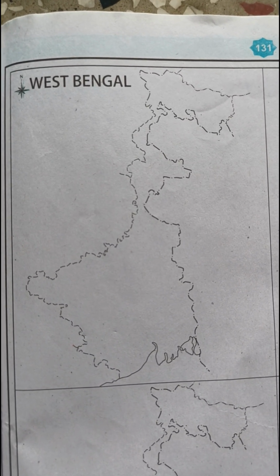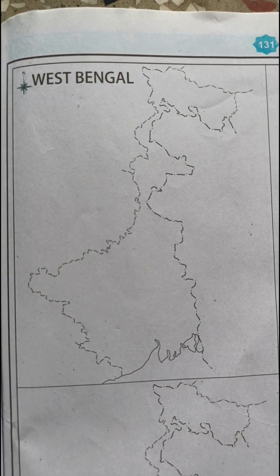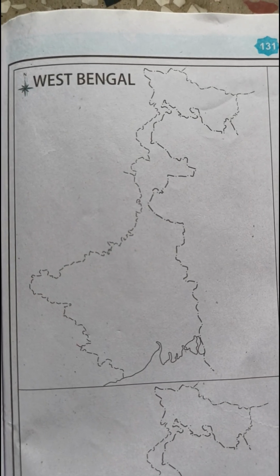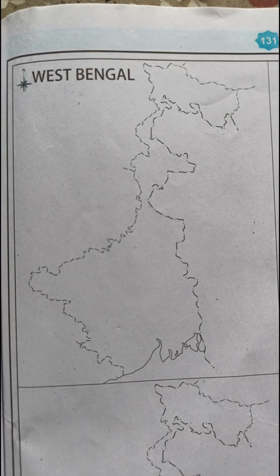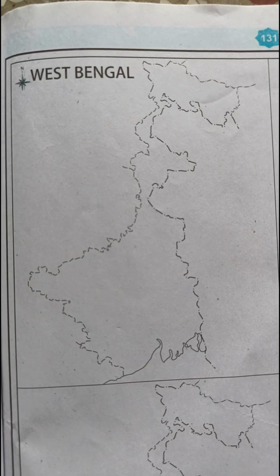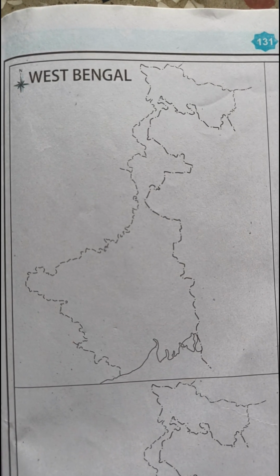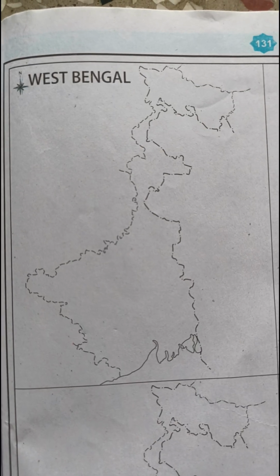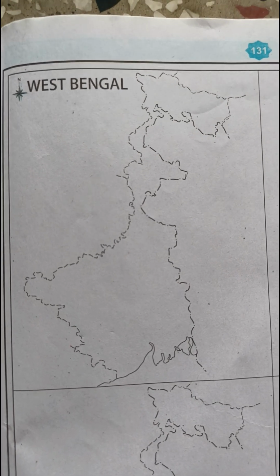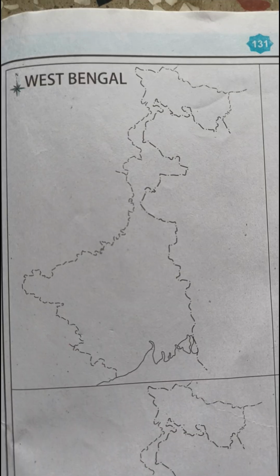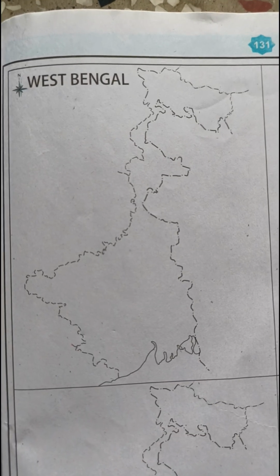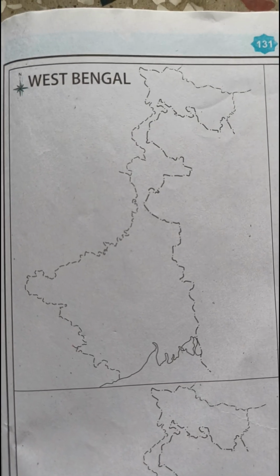I am Ranjit Soren and today we'll be talking about a very important state which is located in the eastern part of our country, and it is West Bengal. And West Bengal is the only state in India that stretches from the Himalayas foothills in the north to the Bay of Bengal in the south.